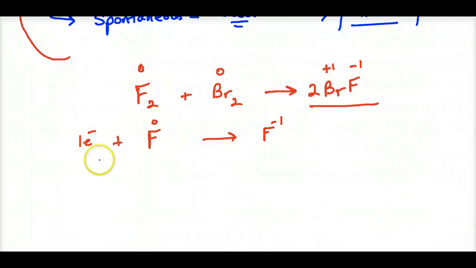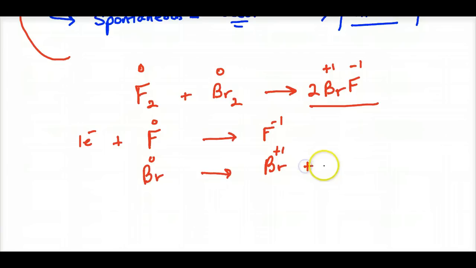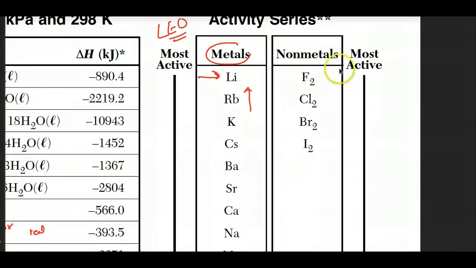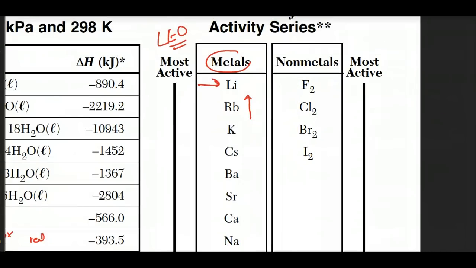That's F getting reduced. Then we have Br0 going to Br plus 1, and that would have to lose an electron. Lose negatives, become positives. So Br would have to oxidize and fluorine would have to reduce to make this. How do you know this is spontaneous or not, because there are no nonmetals on the metal side? Well, let's go to Table J. There is a nonmetal active series. As you probably already guessed, fluorine's better at reducing.